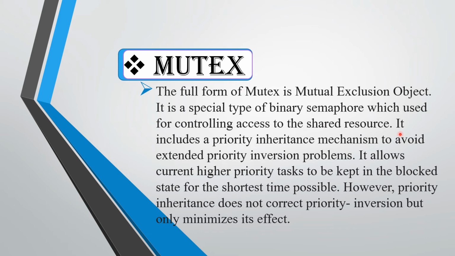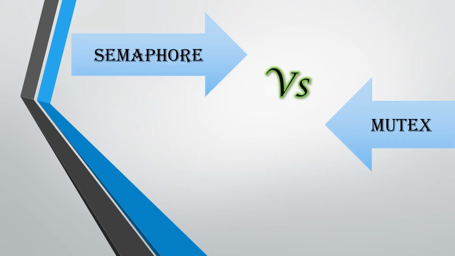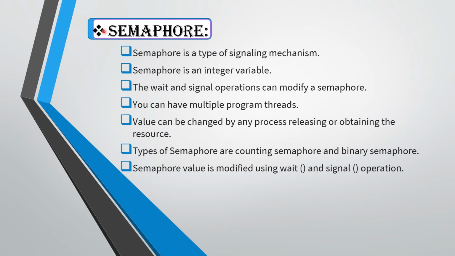In the next slides, we are going to learn about the difference between semaphores and mutex. First, a semaphore is an integer variable. The wait and signal operations can modify a semaphore. You can have multiple program threads. The value can be changed by any process releasing or obtaining the resources. The types of semaphores are counting semaphores and binary semaphores. The semaphore value is modified using wait and signal operations.